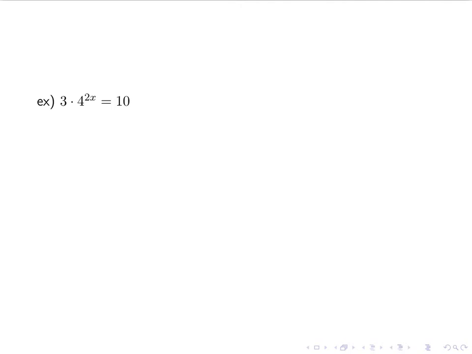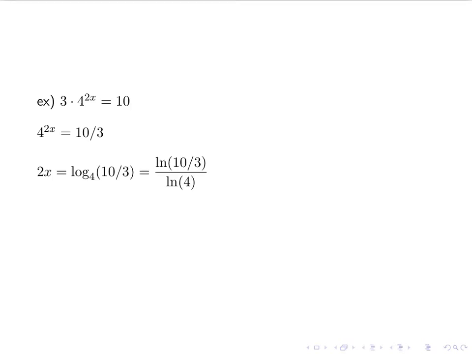3 times 4 to the 2x equals 10. So my goal here is to isolate my exponent, so I need to get rid of that 3. And I do that by dividing both sides by 3. So 4 to the 2x equals 10 divided by 3. Now this is in an exponential form, and I can change it to a logarithmic form. And that's going to give me 2x equals log base 4 of 10/3.